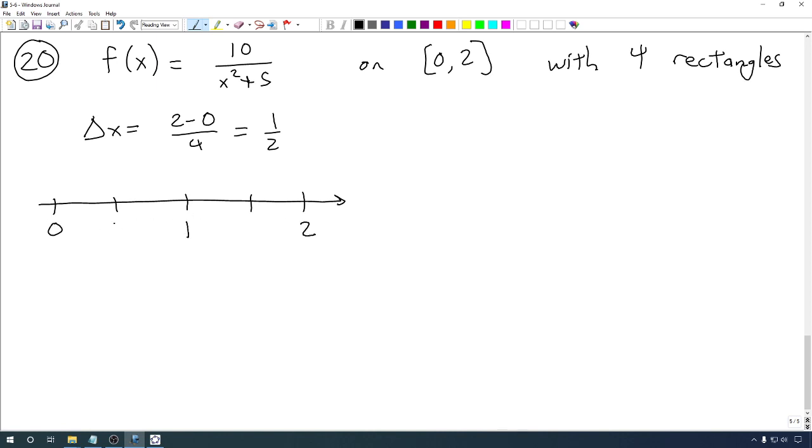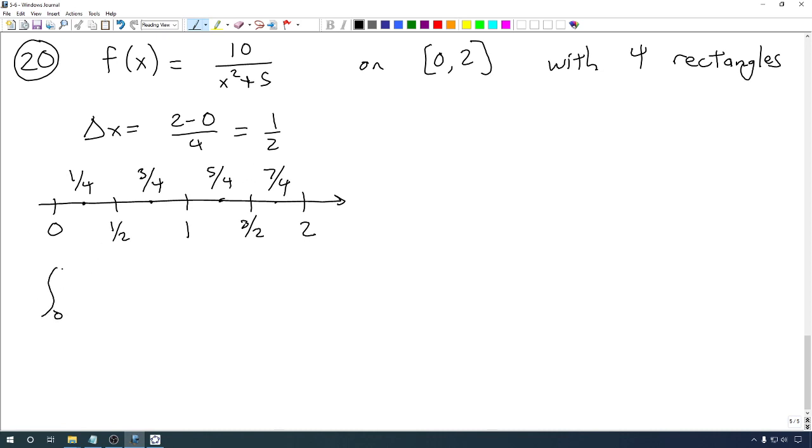That means we have endpoints of 1/2, 1, and 3/2. The midpoints, well, halfway between 0 and 1/2 is 1/4. Then we have 3/4, 5/4, and 7/4. Those are the numbers that we're going to end up plugging into our function.